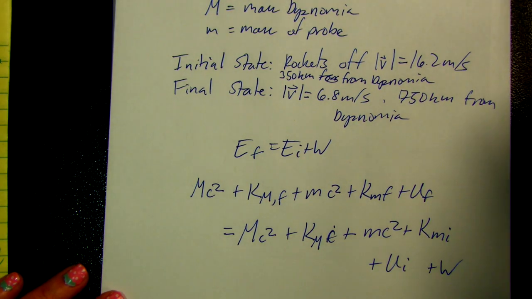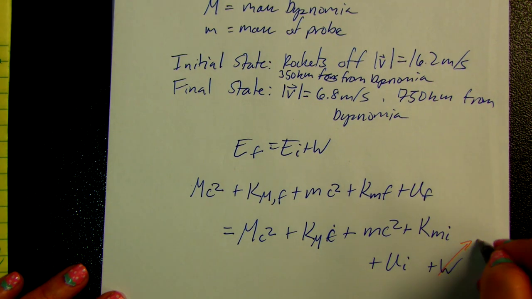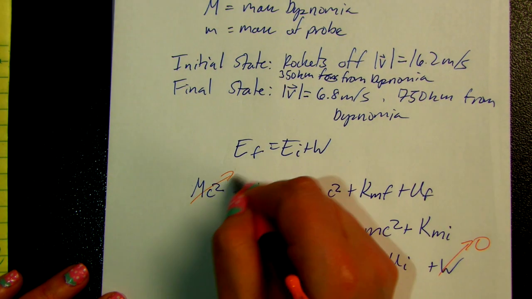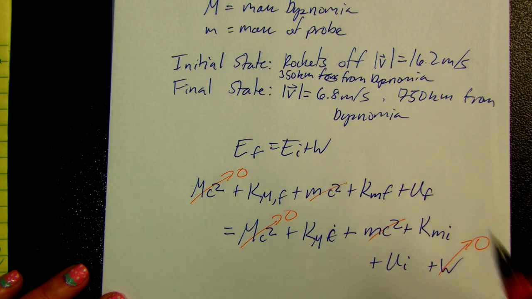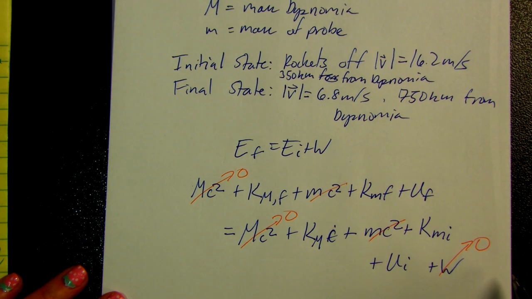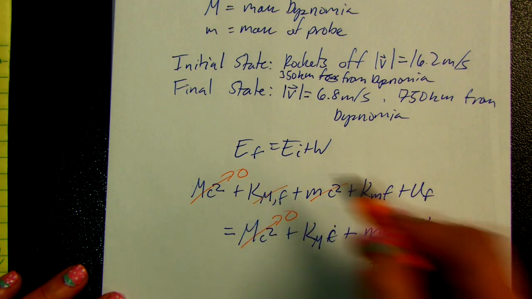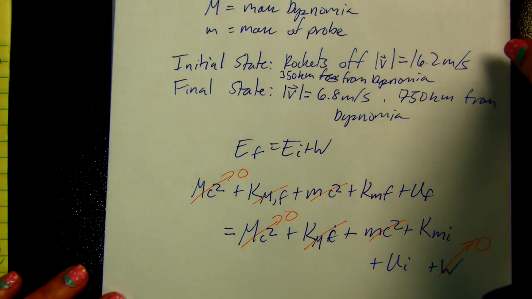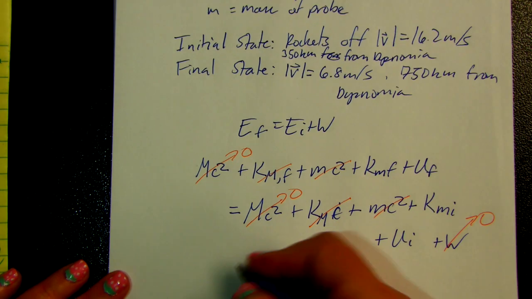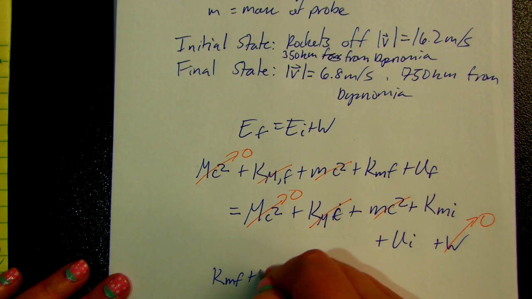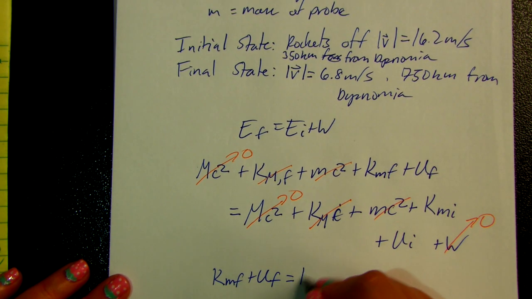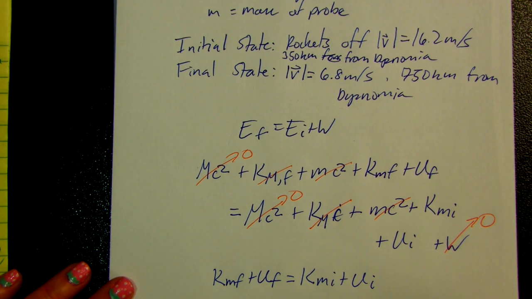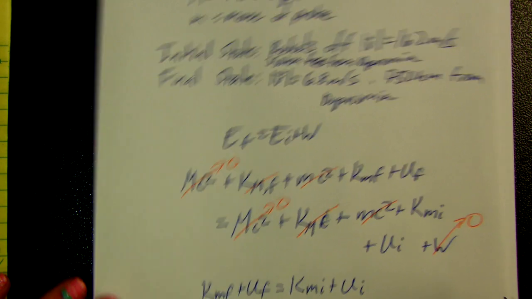All right, so where are my zeros at? Nothing's in the surroundings, so work is equal to 0. These terms are on both sides of the equation, so goodbye. Also true here, goodbye. The kinetic energy of Dysnomia, we can safely say, is not really changing, so those terms go away. And so we can rewrite that the kinetic energy of the probe final plus the potential energy final is equal to the kinetic energy of the probe initial plus the potential energy of the probe initial. Those are all the terms that we've got left.